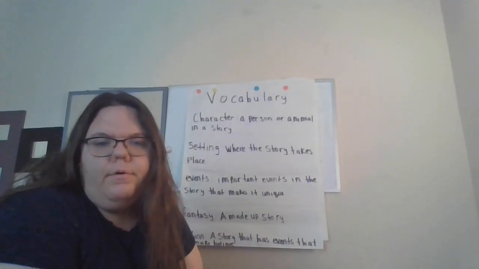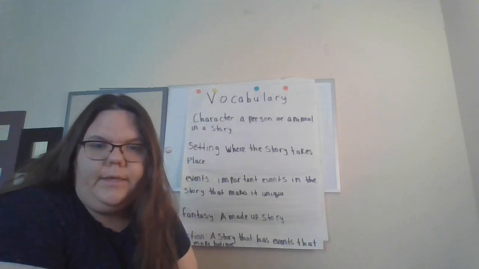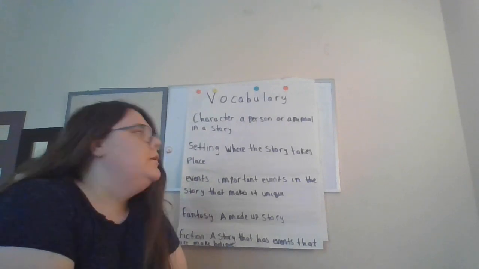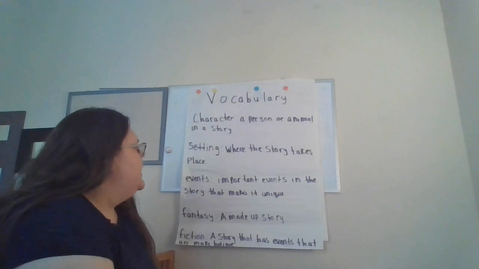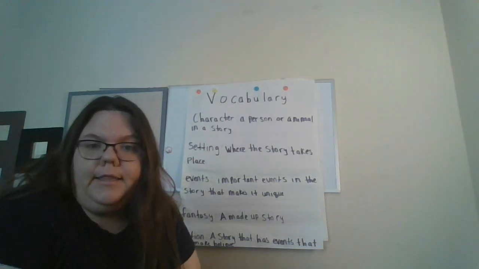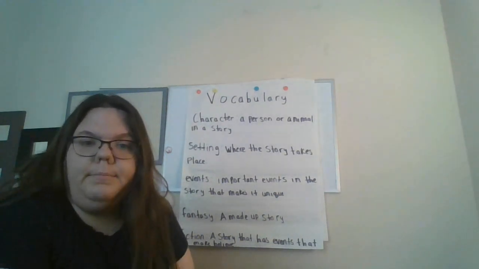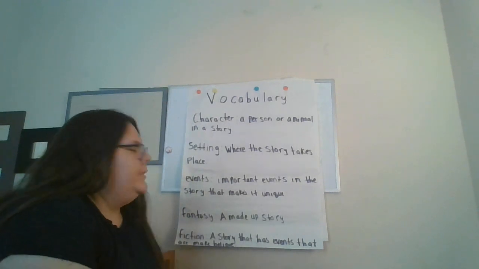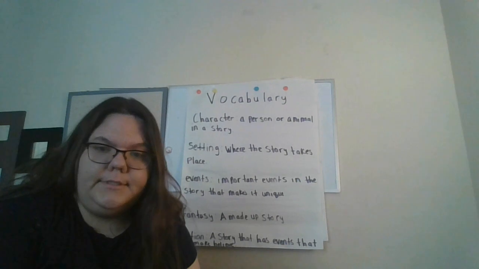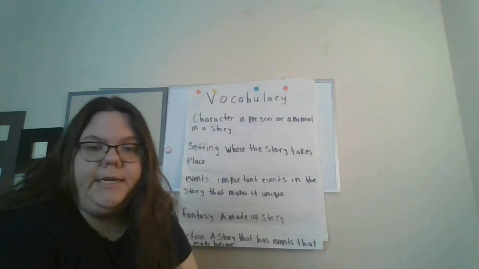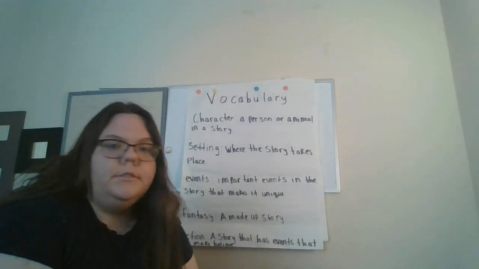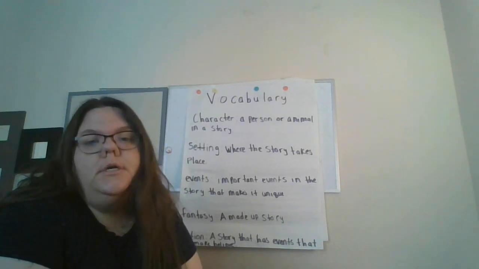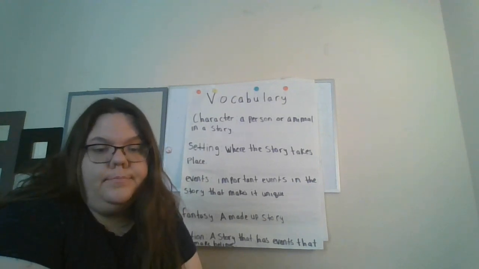Let's now briefly go over our vocabulary terms that we might be hearing throughout our lesson. Our first vocabulary word is a character. A character can be either an animal or a person, and there can be more than one character in our story. A setting is where the story takes place. A couple of examples of settings we've seen in our read-alouds are parks, homes, schools. They can be in nature as well.